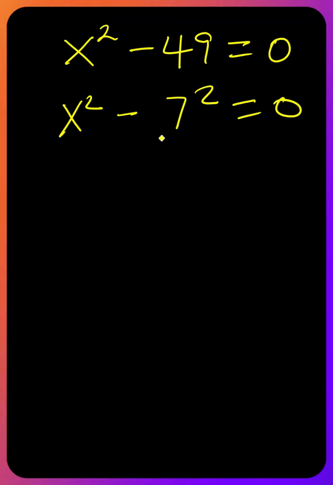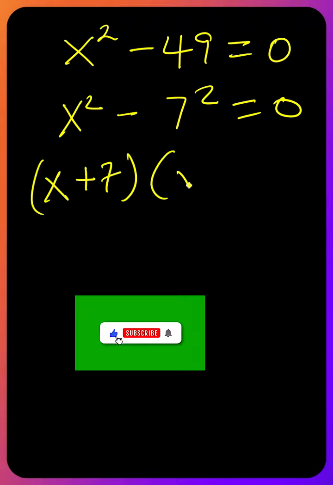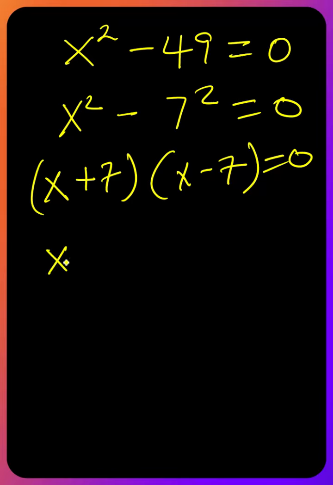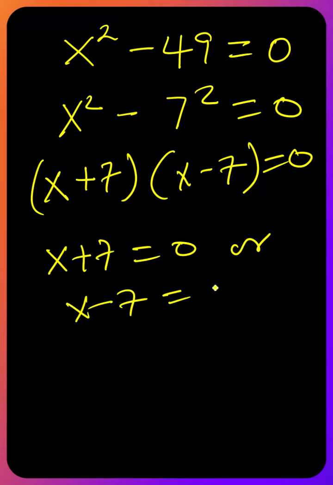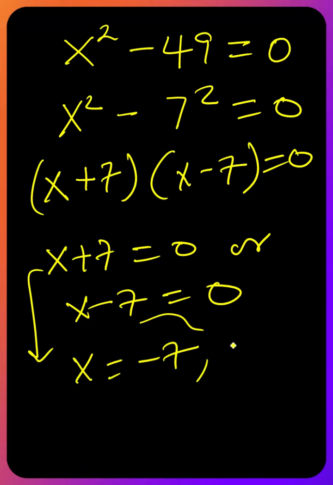So when you have x squared minus 7 squared, that is the same as (x plus 7)(x minus 7) equals 0. So with the zero product property, x plus 7 equals 0, or x minus 7 equals 0. So the first answer will be x equals minus 7, and this one will be x equals 7. So in short, x equals plus or minus 7.